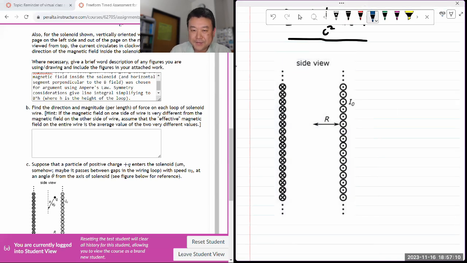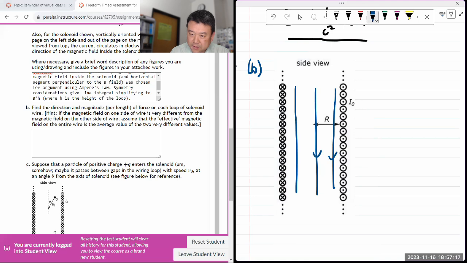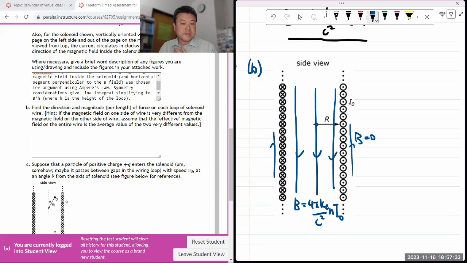So in B, let me start with this. I have this magnetic field, and inside the field within the loop, B is what I derived, 4 pi ke over c squared and I naught. Now, immediately outside, where the magnetic field could have been going the other way, the magnetic field is actually zero. So there's this legitimate question of what is the effective magnetic field along this point where there's an abrupt transition from this value to zero.